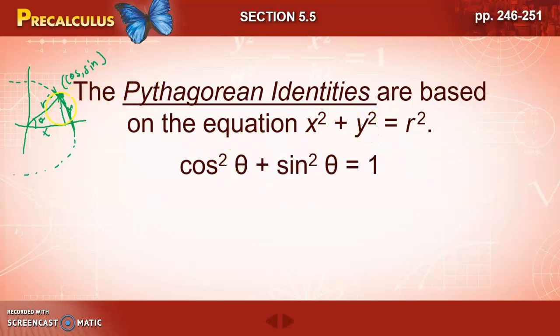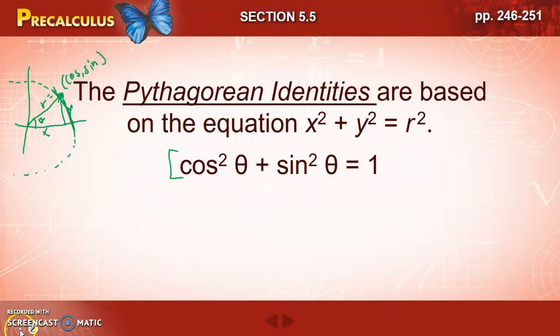Our y value is our sine value, so that's sine squared theta. And our radius squared, our radius in a unit circle, is just 1. So our first Pythagorean identity is this: cosine squared theta plus sine squared theta equals 1. And hopefully you can tell from the unit circle where that's derived.